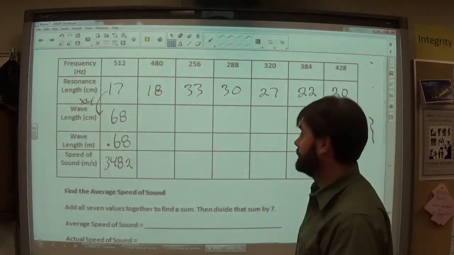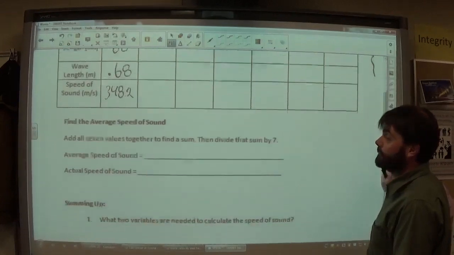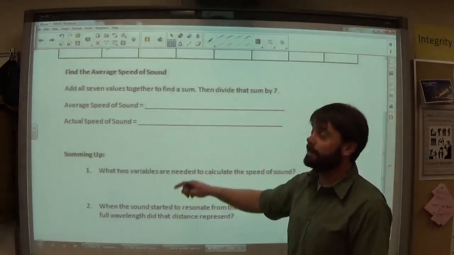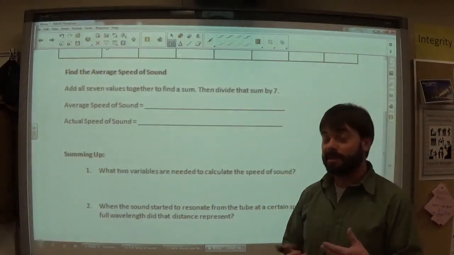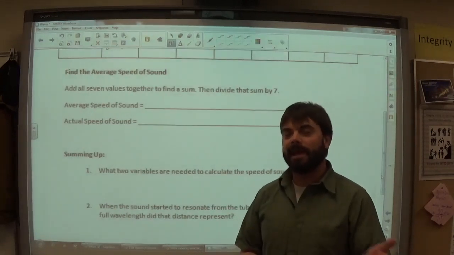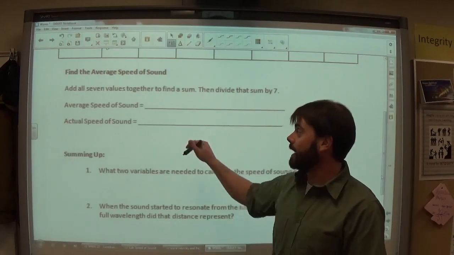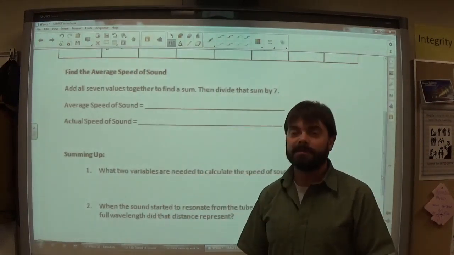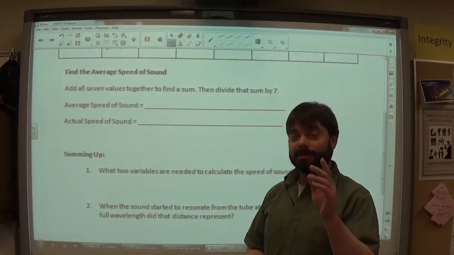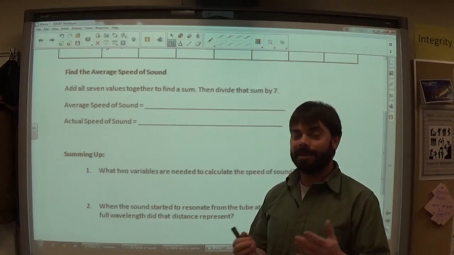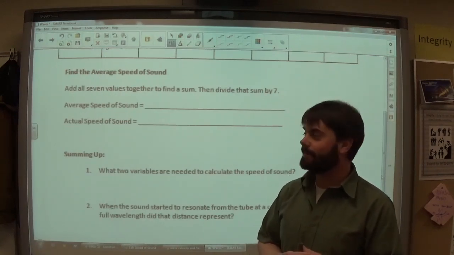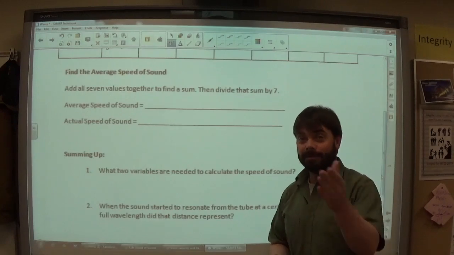If you flip to the next page, it will also ask for you to average out the speed of sound. So what you get for those 7 values that we got, you're going to add all 7 of them together, divide by 7, put your value here, and then we'll compare it to the actual speed of sound. Okay? So I want you to go ahead and do that first, do all the calculations, then we'll look at the actual speed of sound. So, time for you to do a little bit of work.